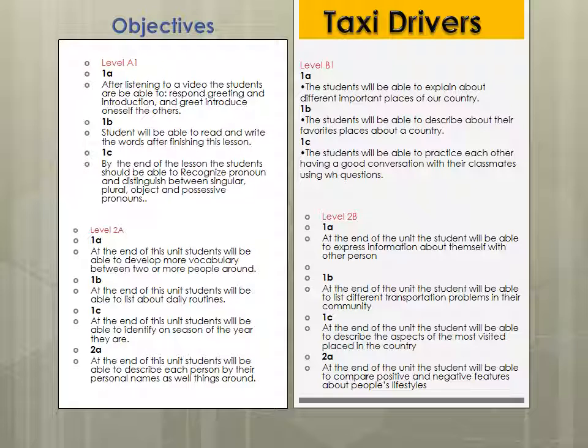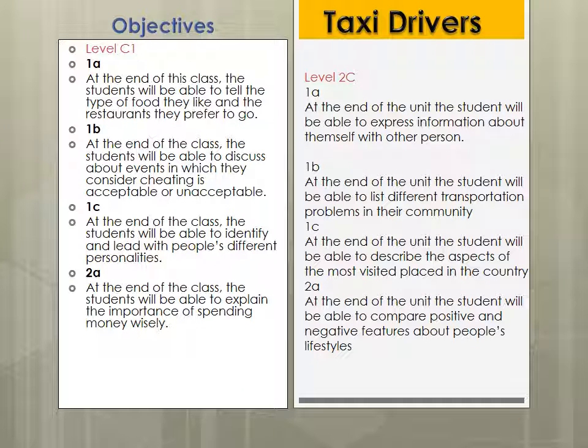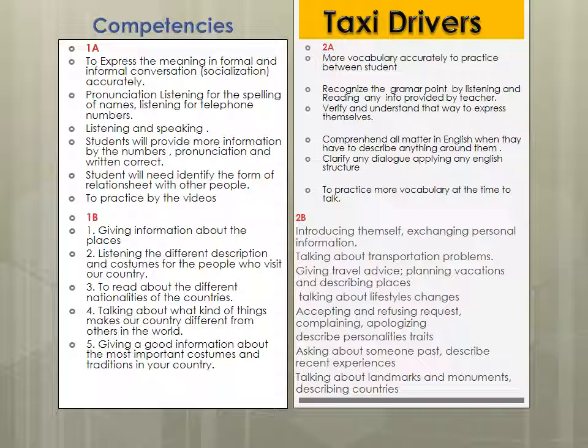In level C1, the students will be able to understand, to relate, to contrast, to recognize, and to draw information about it, right? So we can relate all the objectives that we have. Most likely all the objectives are related.